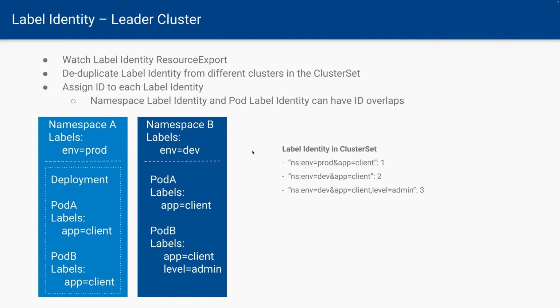On the other hand, in namespace B, we have a pod A and pod B, which have different sets of labels. For those two pods, we will have two different label identities because pod B has an extra set of labels. So in total, in such a cluster, we will have 3 label identities exported, and every member cluster will learn this normalized label to ID mapping.